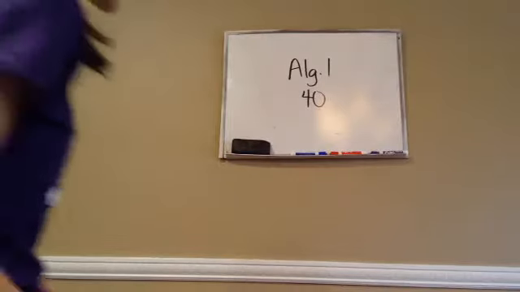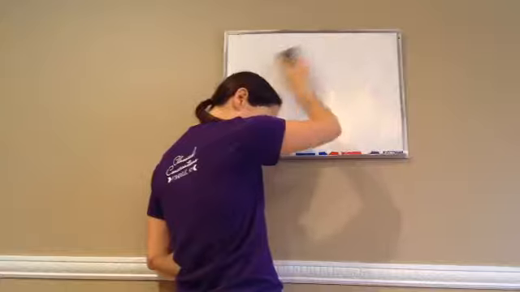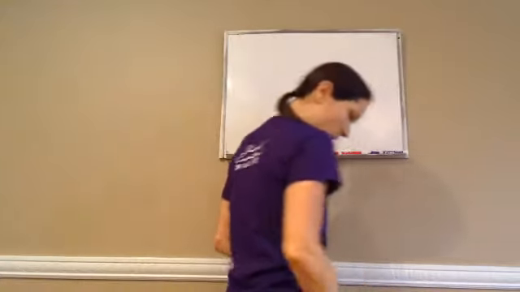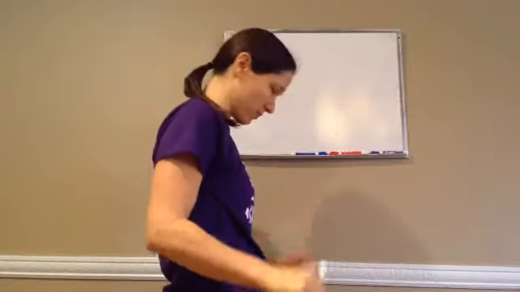Right, Algebra 1, Lesson 40. This is teaching two different lessons: the quotient rule for exponents, and the distributive property of rational expressions that contain negative exponents.